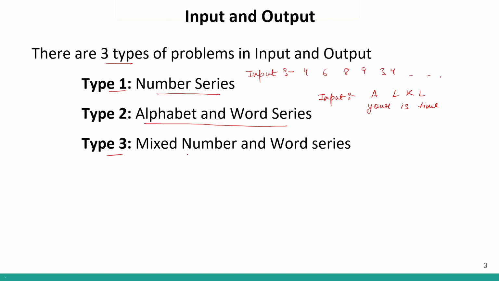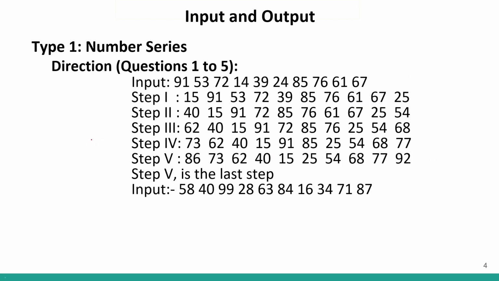Or we have type 3, mixed number and word series. That means the entire input can be a mixture of two, like 56, your, 21, side, something like this. So in the previous lectures, we discussed simple questions to get the basic understanding. In today's lecture, we will discuss these two types in detail, and this particular type we will do in the next lecture. Okay, so let us start.